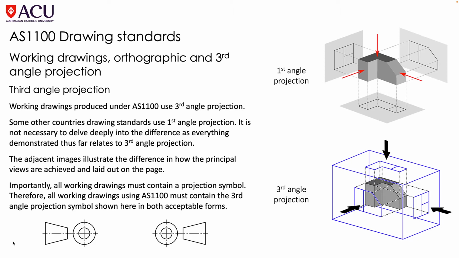Whereas you can see again, there's another image there of third angle projection, and it shows that concept of the invisible cube, being the images being projected onto the faces of the invisible cube.